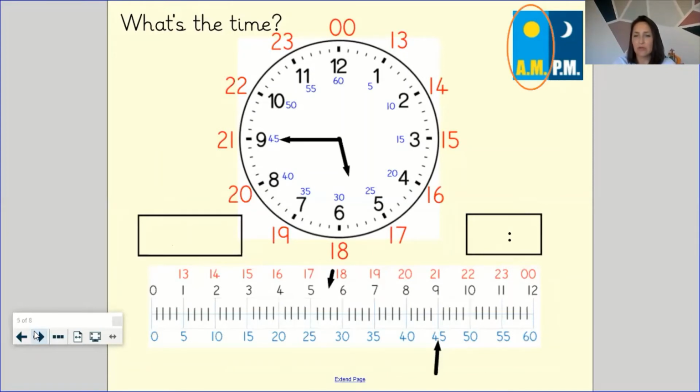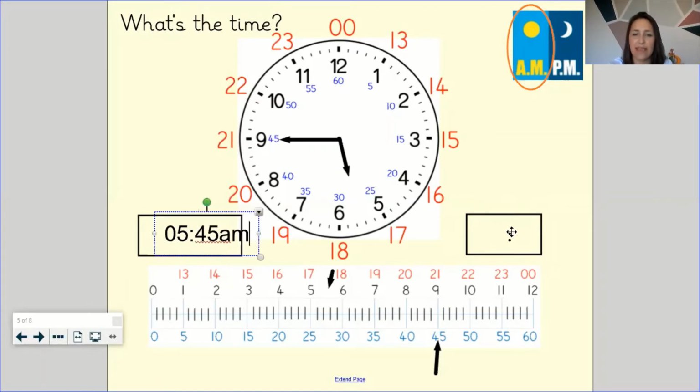Have a go at this one on your own. So have a look at it, pause, have a think. What will it say in both those boxes? The hour hand is pointing between the 5 and the 6. The hour is 5. The minute hand is pointing to 45. It is 45 minutes past 5. It is 5:45. And we know it is AM because it's circled AM.